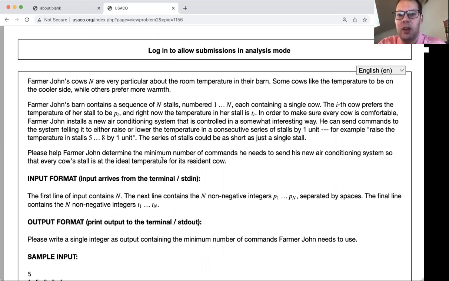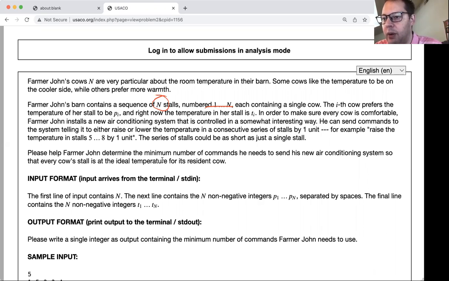Let's read it together. Farmer John's cows N, I think this means to say N cows. Farmer John's N cows are very particular about the room temperature in the barn. Some cows like the temperature to be on the cooler side, while others prefer more warmth. Farmer John's barn consists of a sequence of N stalls numbered 1 through N. Okay, so we're not going to have any skipping numbers. We're not going to have any duplicates, just numbered 1 through N, each containing a single cow.